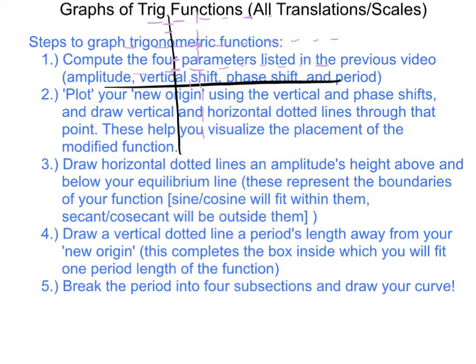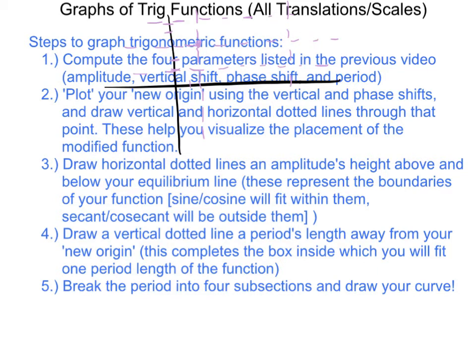When you do that, if it's a sine or cosine graph, sine or cosine is going to fit inside here. And if it's secant or cosecant, then those are going to be the lines that have your U's going above and below. The last thing you do is draw another vertical line a period's length away from your new origin. Your new origin was here. Whatever your period may be, come over here and draw a dotted line. I imagine it's hard to see on top of this, but you end up with this rectangle in the middle with a dotted line going through the middle of it.